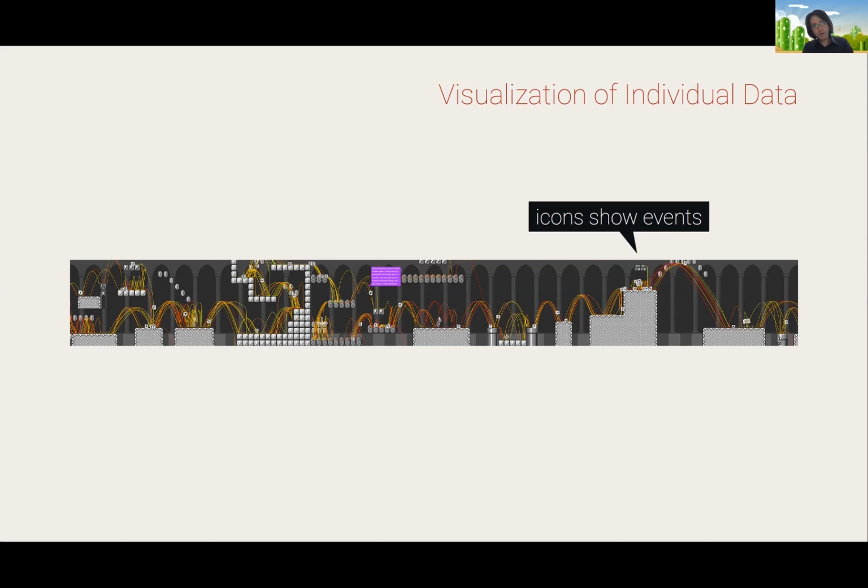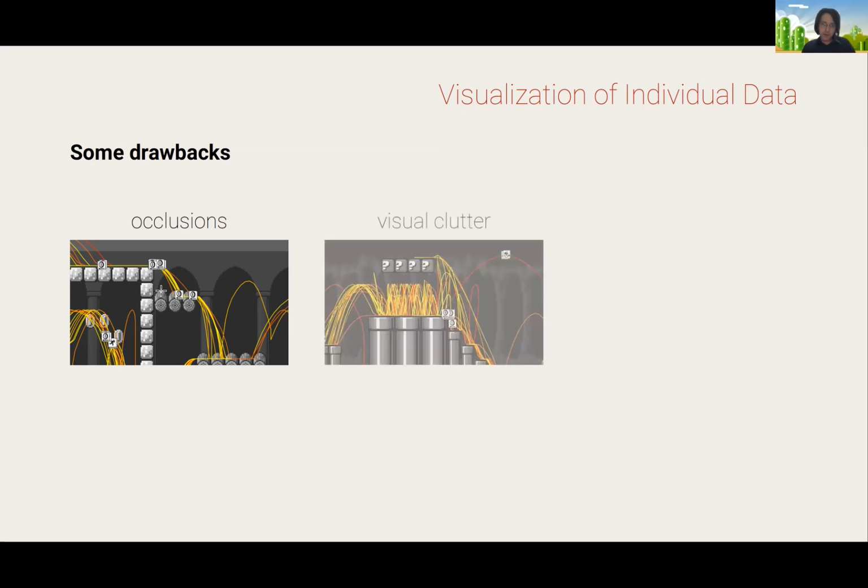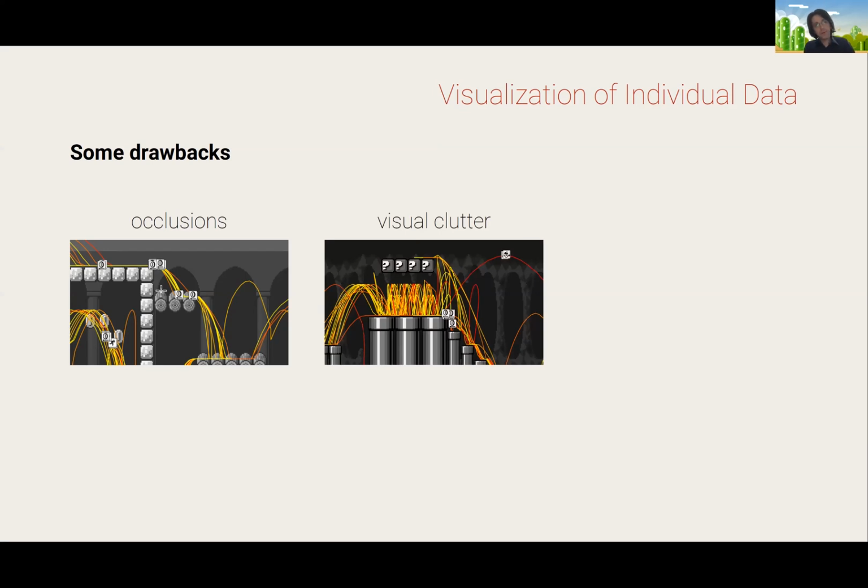But of course, those individual representations are soon quite limited. And we have several drawbacks. So for instance, we have occlusions. Like in that excerpt here, we have all those small icons which are in near proximity to each other. So that makes it very hard to read those icons, or even impossible at some points. Of course, it's also prone to visual clutter. And this again makes it very difficult to read and interpret in places.